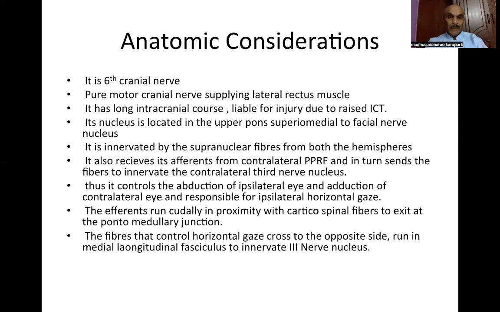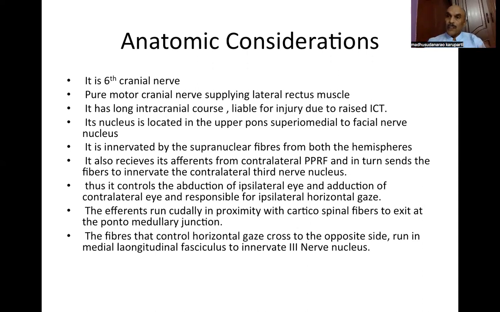Then the efferents from the abducens nerve nucleus, the axons from the cell bodies located in the nucleus of the abducens nerve, they descend down in close proximity with the corticospinal fibers to the point of pontomedullary junction. From this point, the fibers of the sixth nerve exit to enter the intracranial course.